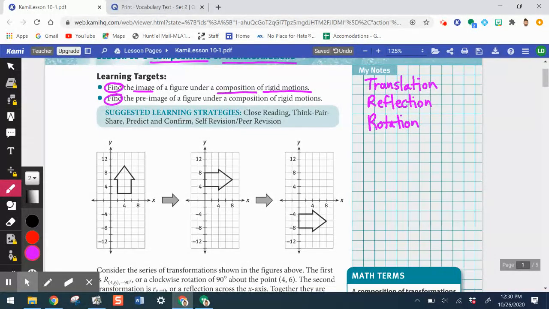And then we are going to also find the pre-image of a figure under a composition of rigid motions. So if you think about that, they're going to tell us where it ended up by giving us the image, and then we're going to figure out where it began. So work in reverse order.